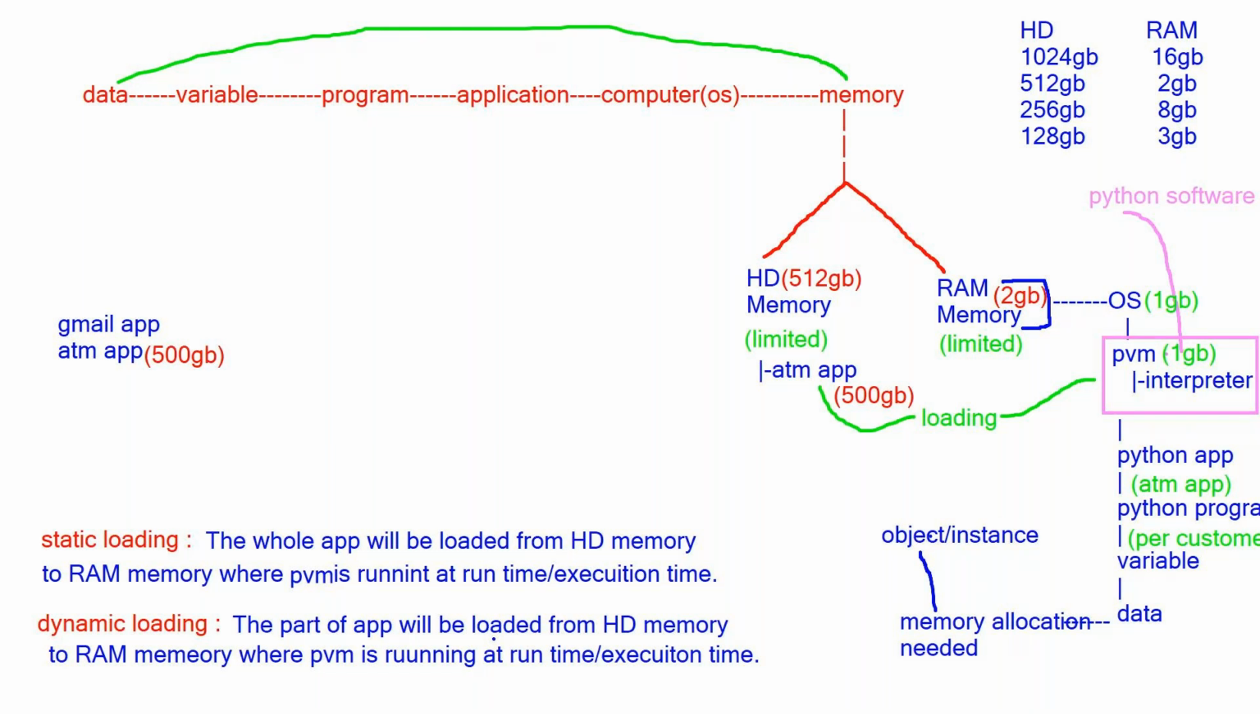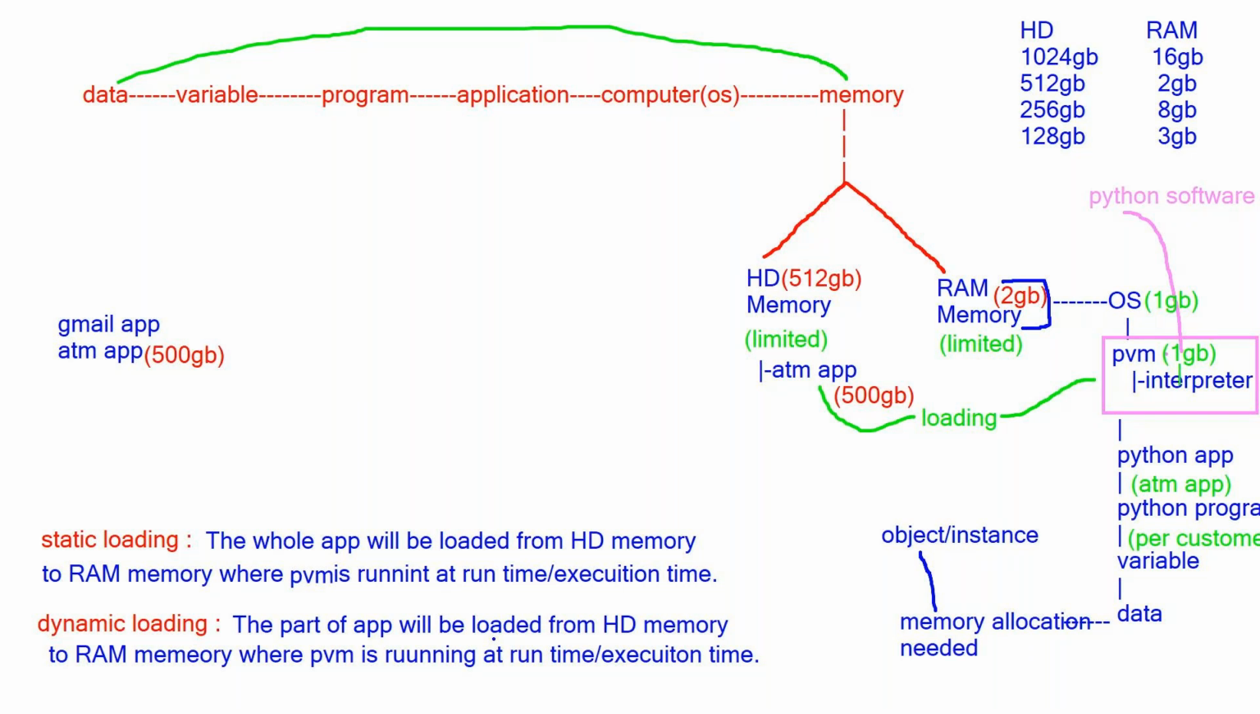Such memory allocation is called an object or instance. So object or instance means a memory allocation for loaded data. Once an object or instance is created, functions will try to access data from the object or instance. So where will this object or instance be created? Python contains 1 GB memory, right? This 1 GB memory is a space.